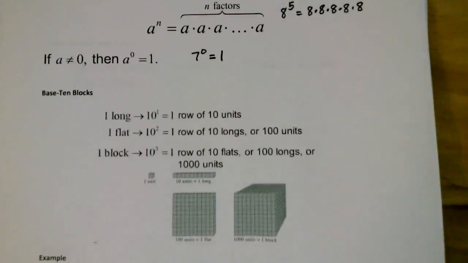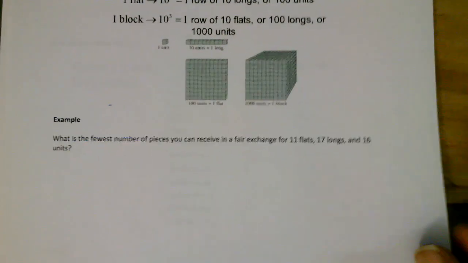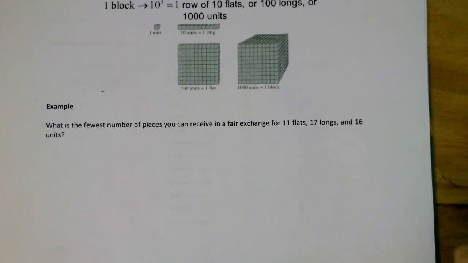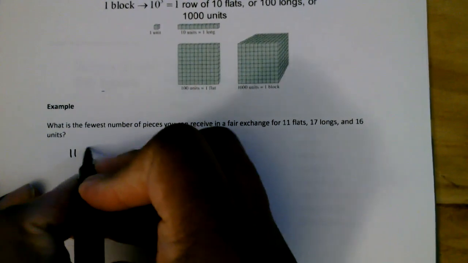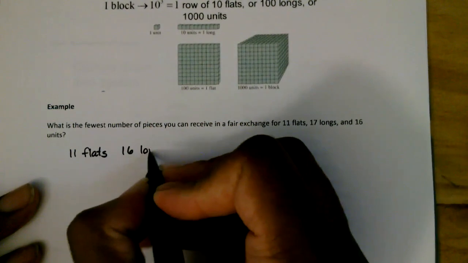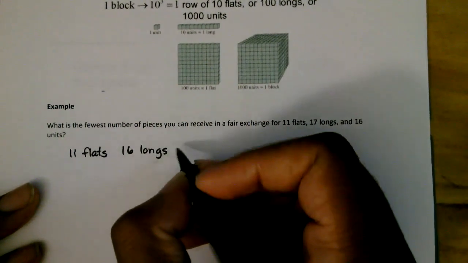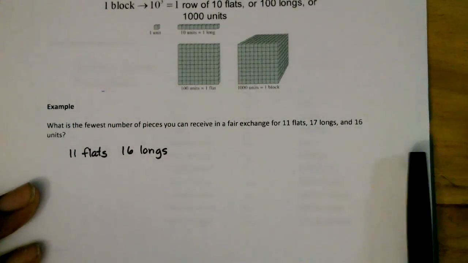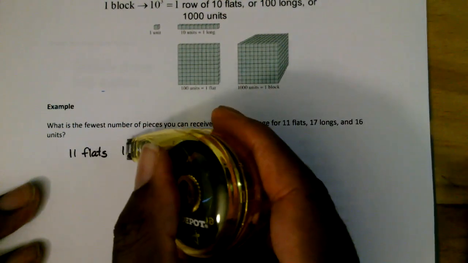All right. So in this particular example, dealing with flats, longs, and blocks, what would be the fewest number of pieces you can receive in a fair exchange for 11 flats, 17 longs, and 16 units? Okay, so we have 11 flats, 17 longs, and 16 units.